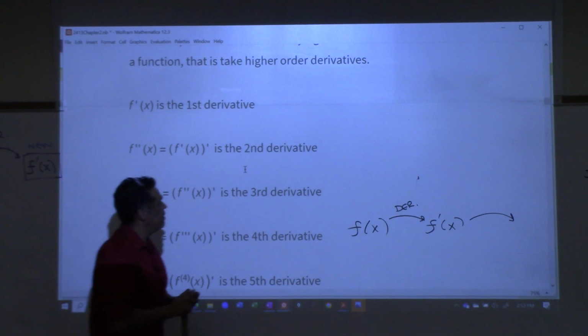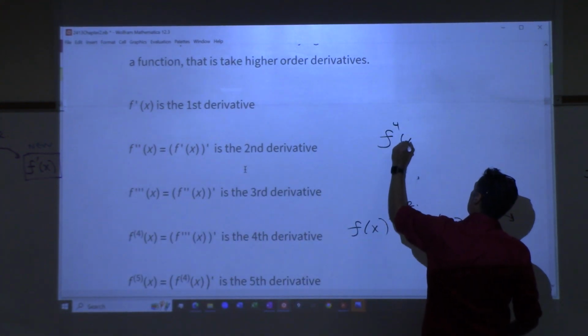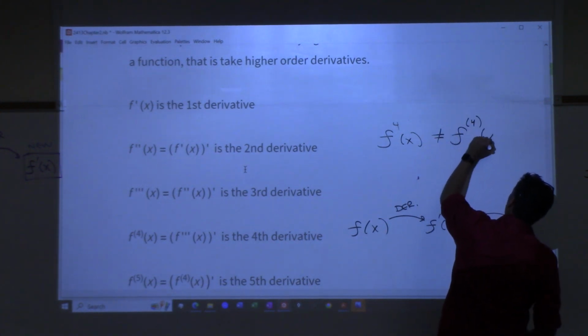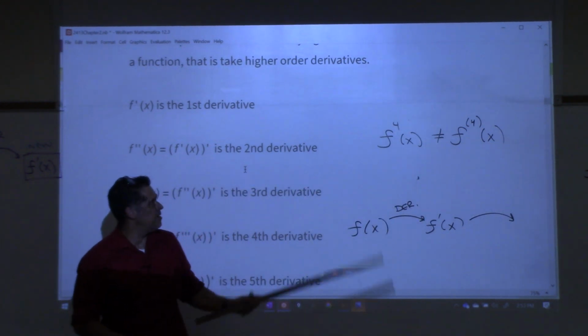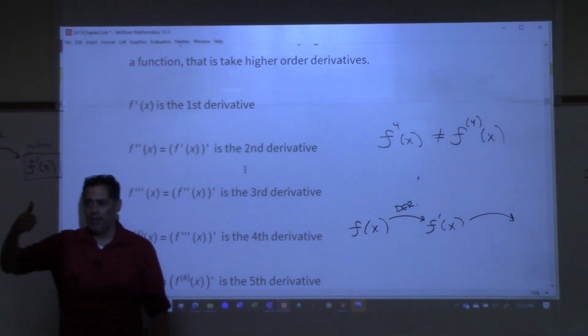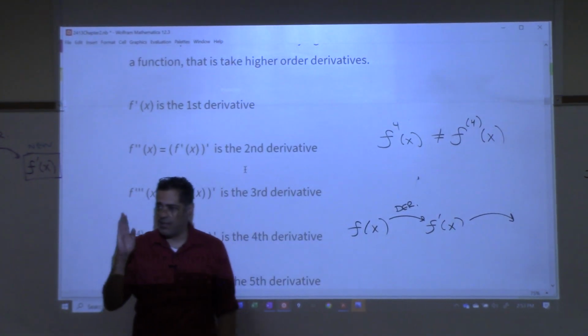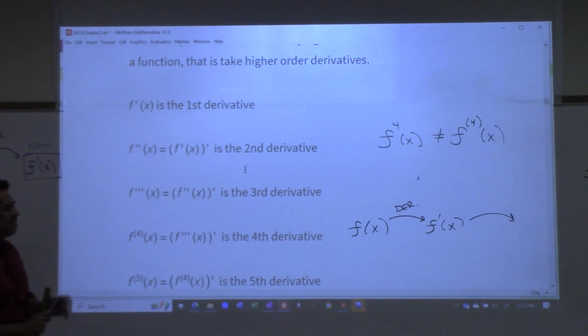Do not confuse that with this. These are not the same. The one on the left means what? Yeah, take your function and raise it to the 4th power. That means multiply it times itself 4 times. The one on the right means take the derivative 4 times in a row, right? So that's how you can distinguish between the two. The left one is powers, the right one is derivatives.